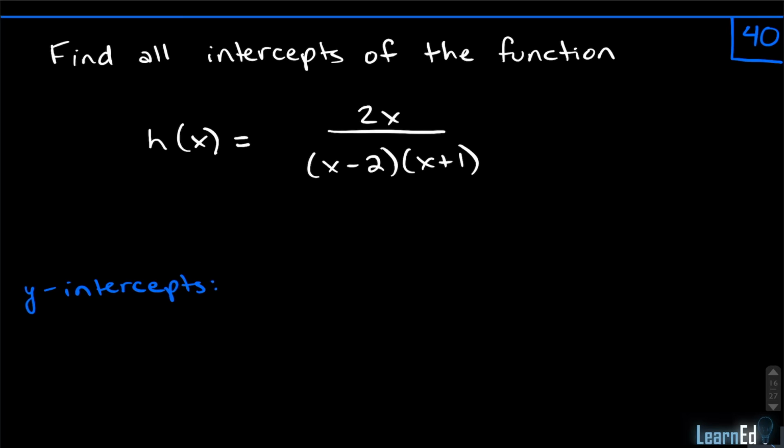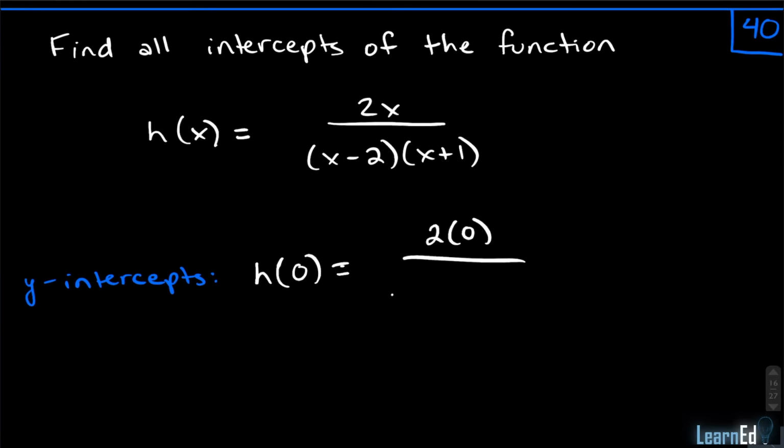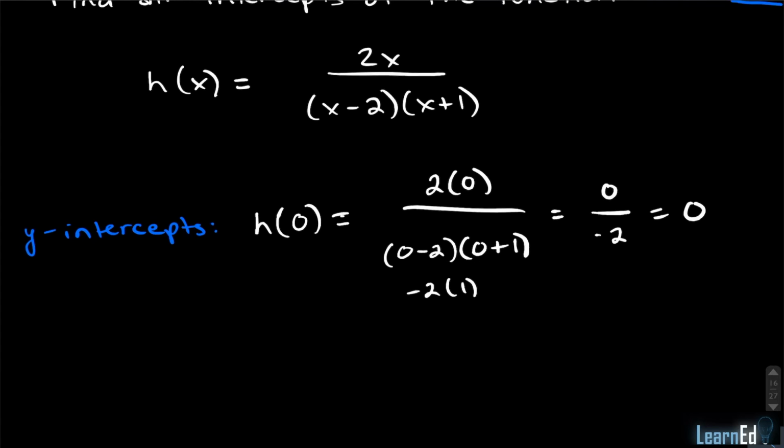Okay, so we can find those y-intercepts by just plugging in 0 for x, right? Because we're looking at that x equals 0 line. And on top, we'll get 2 times 0. And on bottom, we'll get a 0 minus 2 and a 0 plus 1. So on the bottom, we're going to get a negative 2, because we have a negative 2 times 1. And on the top, we'll just have a 0. So we'll get 0. So our y-intercept is just going to be at the origin, at y equals 0.